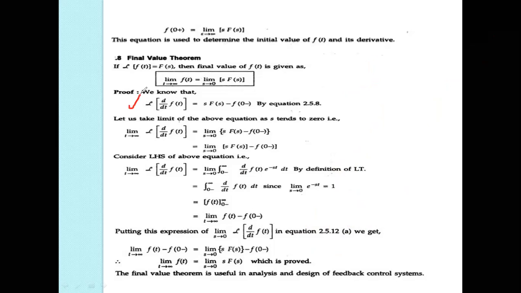Again, here also you can use one of the properties, that is the differentiation property. For the unilateral case only, there is an additional factor, minus f of 0 minus. Otherwise, the bilateral case is only s into f of s. Okay. Now taking the same equation, the Laplace transformation of d by dt of f of t is equal to s into f of s minus f of 0 minus.